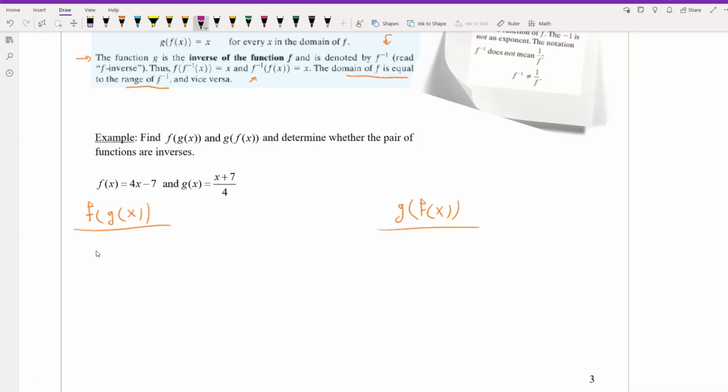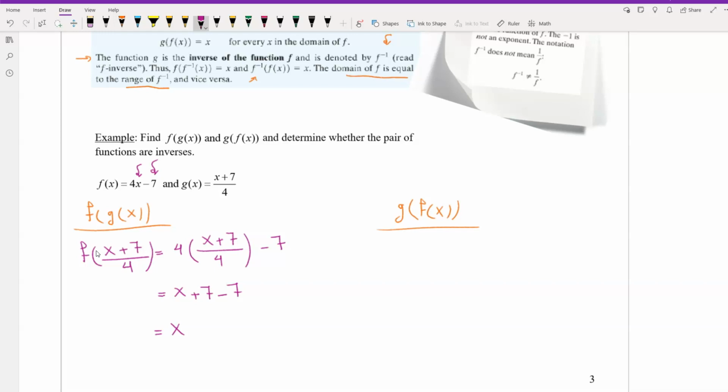So finding f of g(x). g(x) is (x + 7) divided by 4. Now our function is f, so this is equal to, instead of x, we have to use (x + 7) divided by 4. So 4 times (x + 7) divided by 4, and then subtract 7. So here we have x + 7 minus 7. This is equal to x.